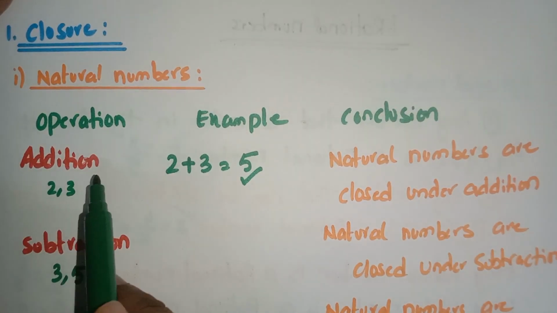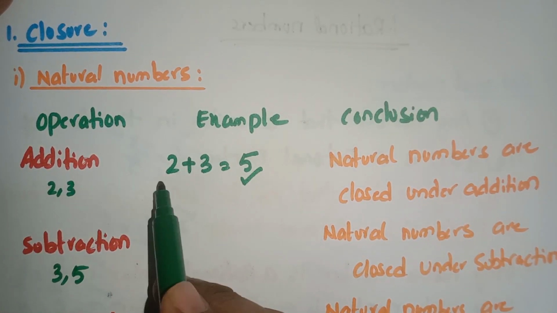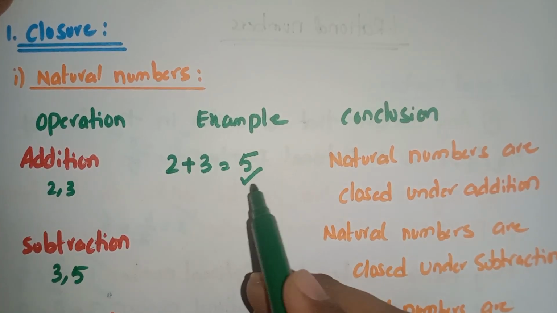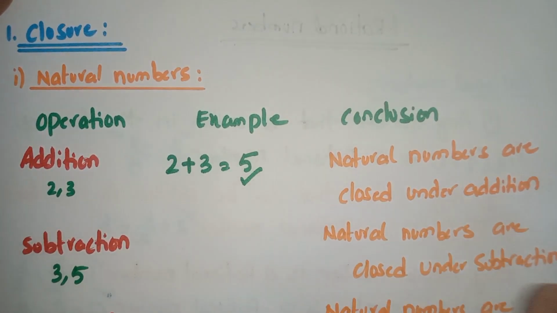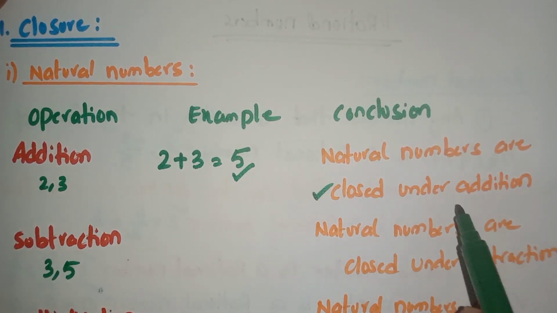First one, we have addition operation. To explain this, we have to select two natural numbers, for example 2 and 3. If we add these two, we are getting the result as 5, that is again a natural number. Thus we can conclude natural numbers are closed under addition.